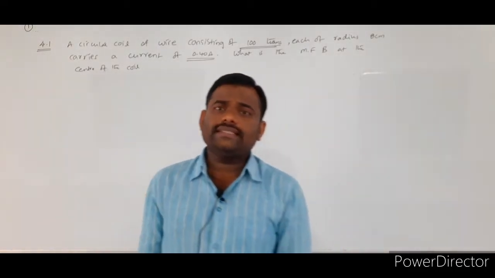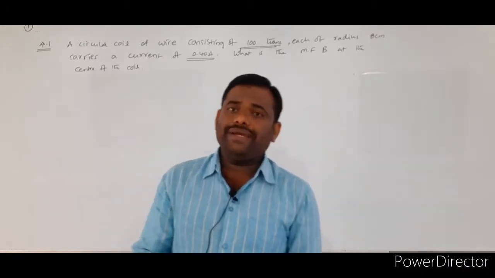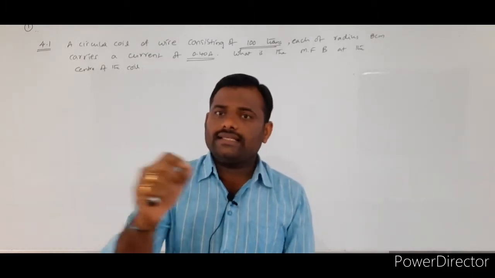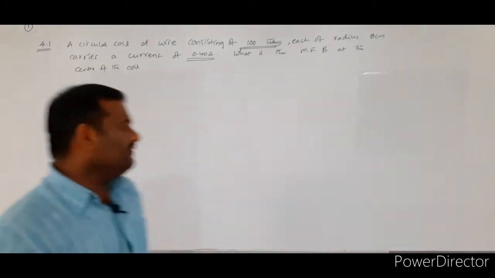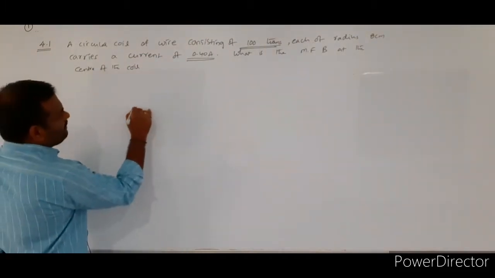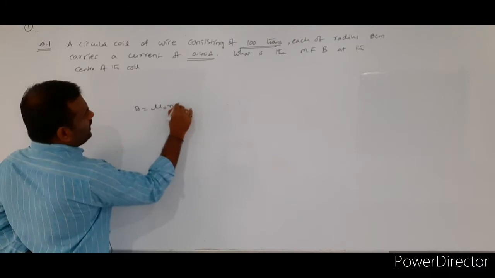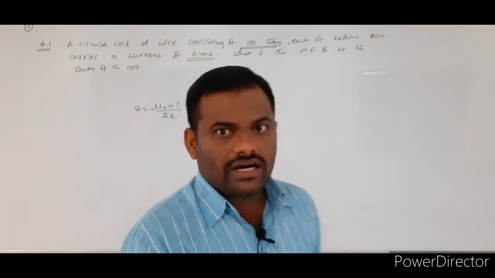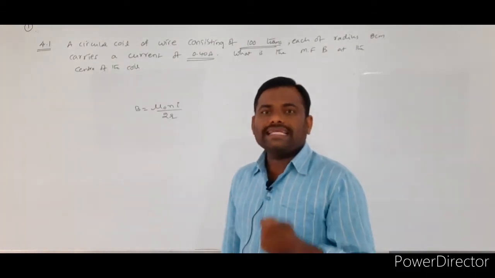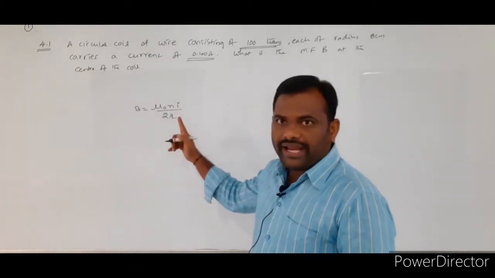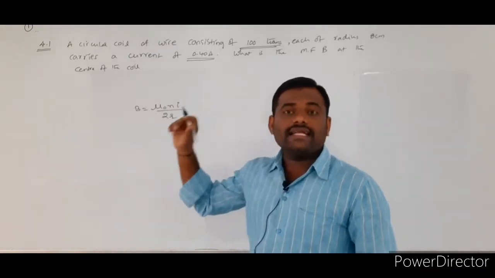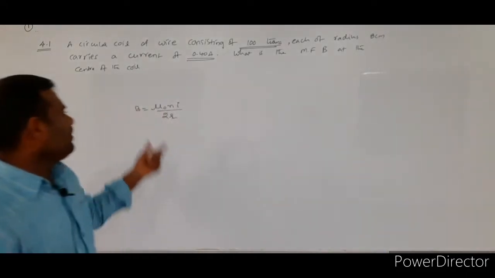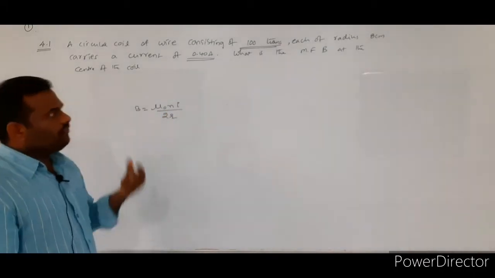Actually, we discussed the application of Ampere's law. For the circular current carrying coil, the magnetic field intensity at the center is given by B equals mu naught N I by 2R. This is the formula for the magnetic field intensity at the center of the circular current carrying loop.